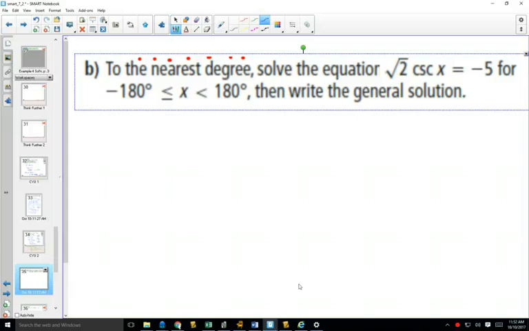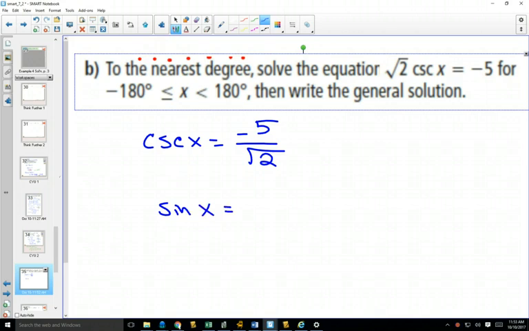For part B, to the nearest degree, solve the equation root 2 cosecant x equals -5. So it's a cosecant question. I can get cosecant by itself by dividing both sides by root 2. How do we solve cosecant questions? Well, the answers for cosecant x equals -5 over root 2 will be the same as the answers for sine of x, where we do the reciprocal.